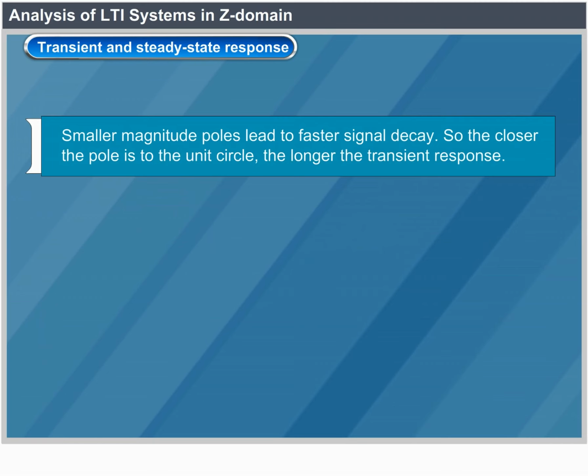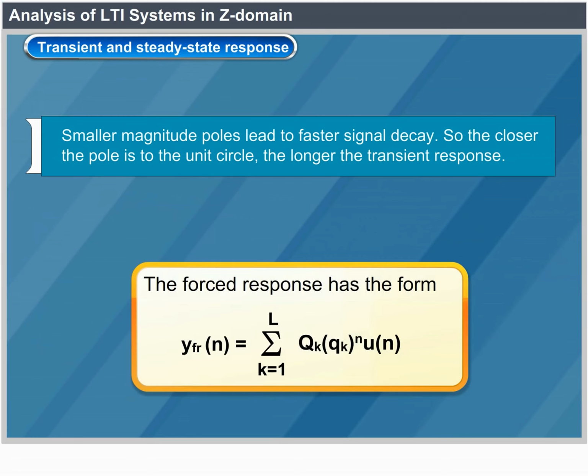Smaller magnitude poles lead to faster signal decay, so the closer the pole is to the unit circle, the longer the transient response. The forced response has the form y_fr(n) = summation k = 1 to L of capital Q_k into small q_k^n u(n).